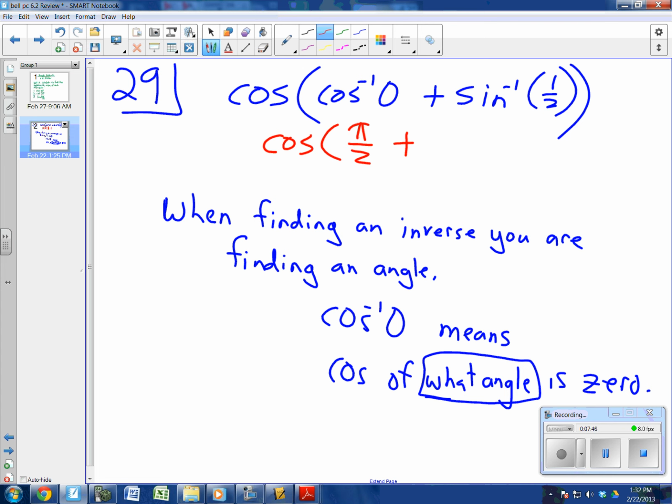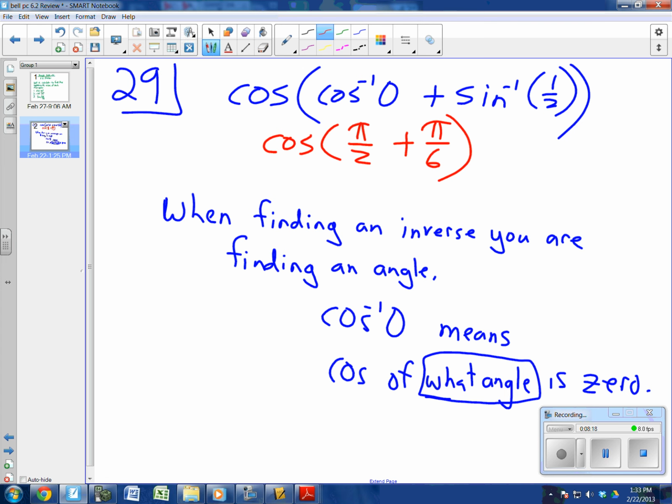So everybody go to sine inverse of 1/2. What angle has a sine of 1/2? 30 degrees, right? Which is pi 6, because sine is defined to be the y-coordinate. The y-coordinate is 1/2 at pi 6. So sine of pi 6 is 1/2, right? So right here, pi 6 is what I get there.